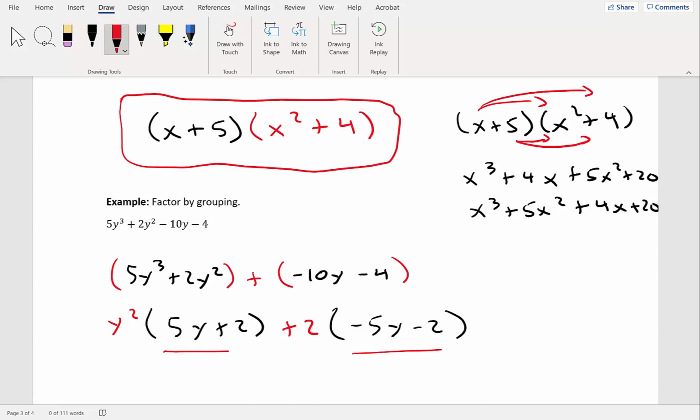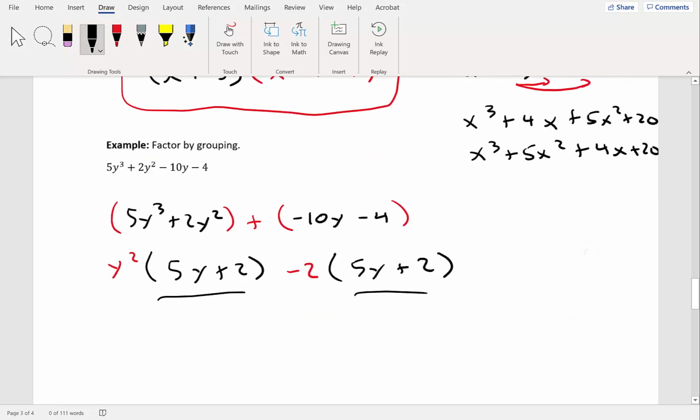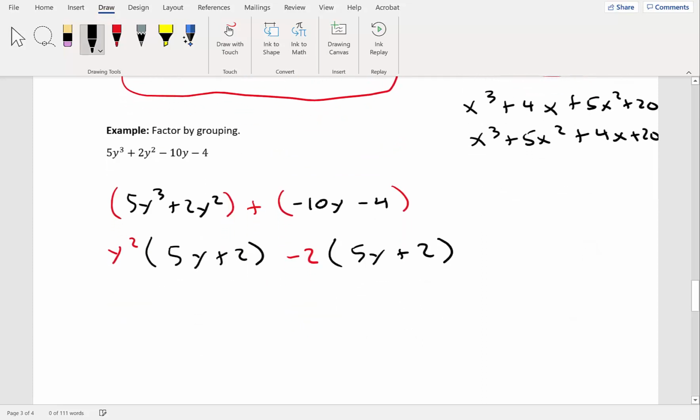So instead of factoring out a positive 2, what we could do instead is factor out a negative 2. So now if we factor out a negative 2 from there, this gives us a positive 5y and a plus 2. And now we have the same binomial. We could go ahead and factor that out. So take out the 5y plus 2, put it on the outside, and what's left over is a y squared minus 2. And then we're finished.